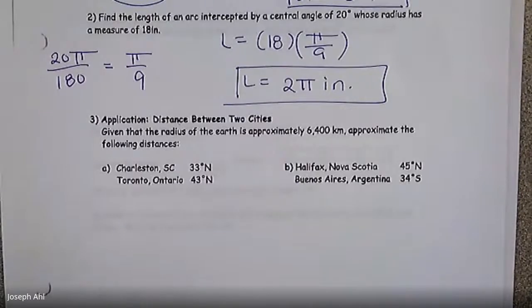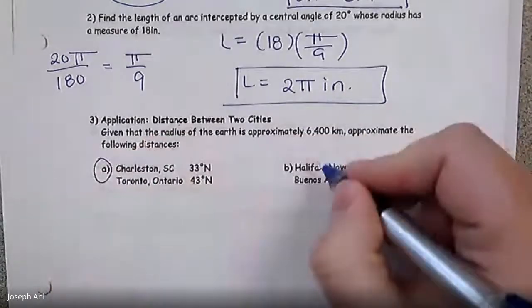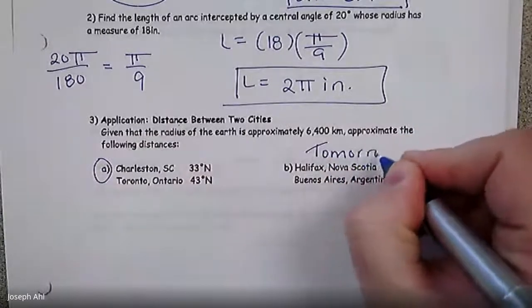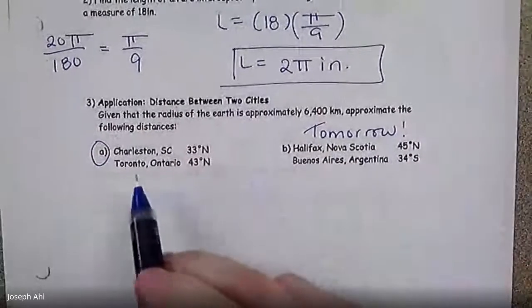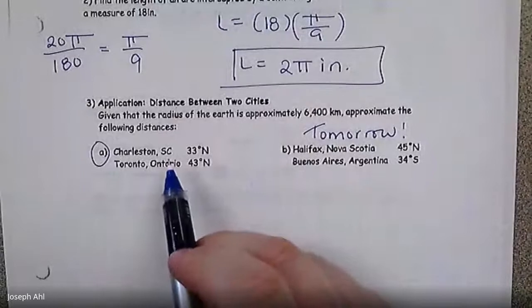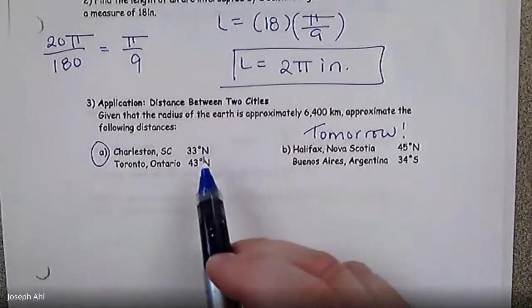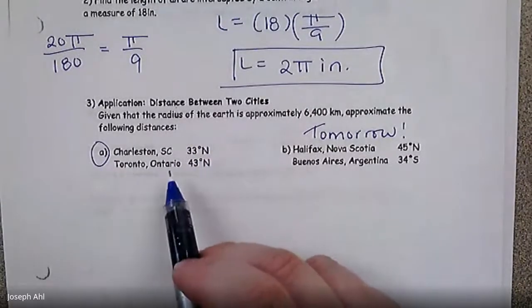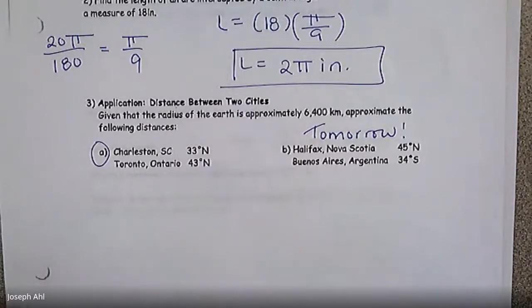The application of arc length that I like thinking about is the distance between two cities. We'll do this one today and save this one for class tomorrow. So we're going to look at the distance from Charleston, South Carolina, which we're given the degrees latitude here, and Toronto, Ontario, Canada, which is at 43 degrees north latitude.